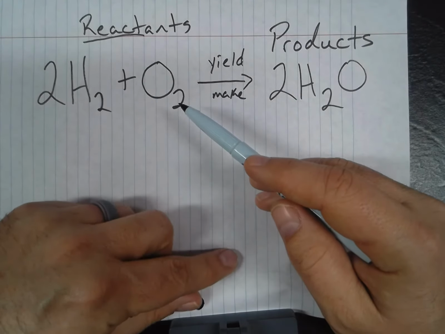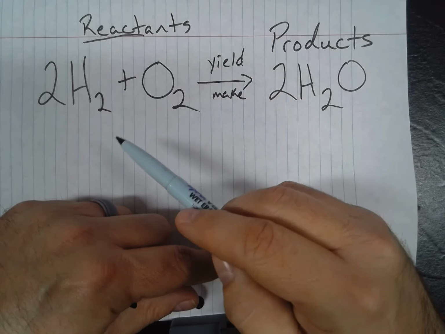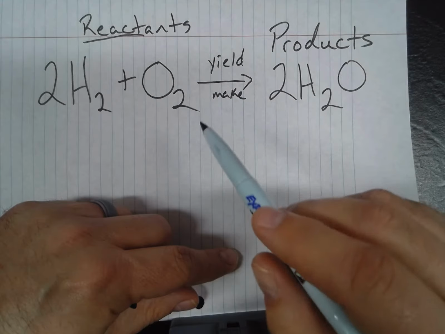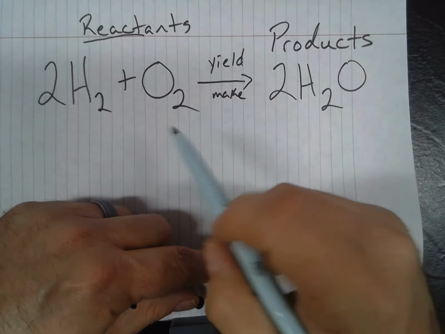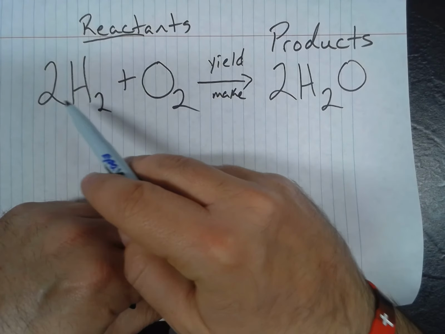Not only that, but remember, we've practiced counting atoms. So these little subscripts tell us atoms. I better have the same number of atoms as well. That's what the law of conservation of mass says. So here's what we're going to do. We're going to identify our elements. We're going to start on the reactant side, and we're going to work our way from left to right.